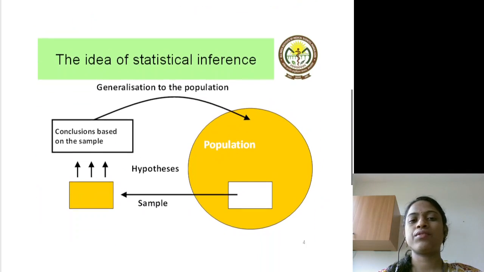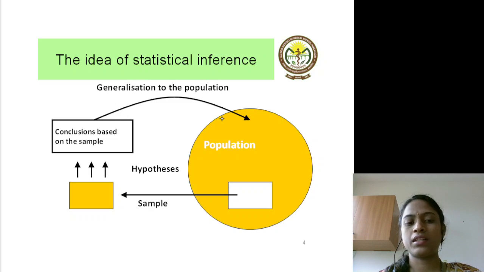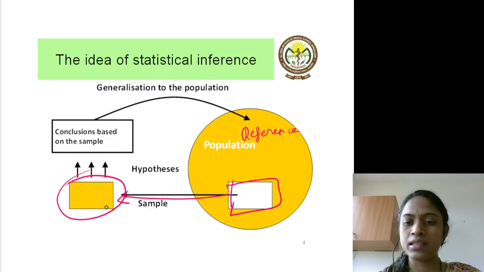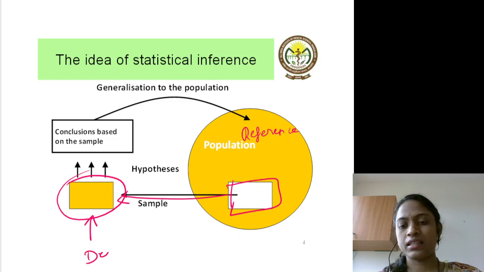Most of the time when we do a study, we won't be able to take the whole reference population. So we take a sample from the reference population, collect the data from the sample, and then do the analysis in this sample. The analysis of the sample data is known as descriptive statistics or summary statistics.